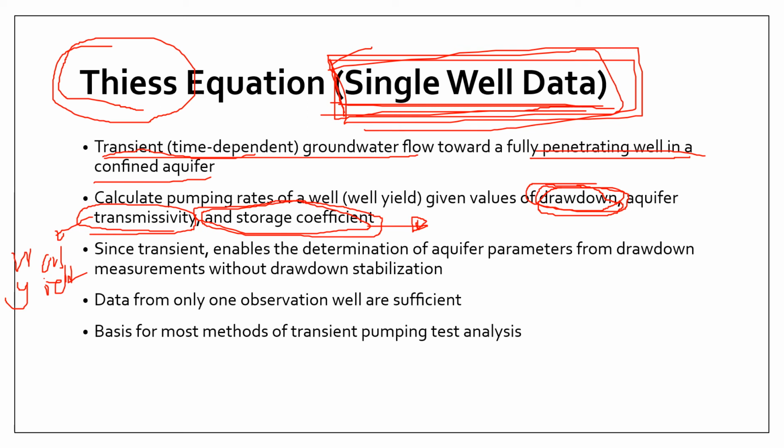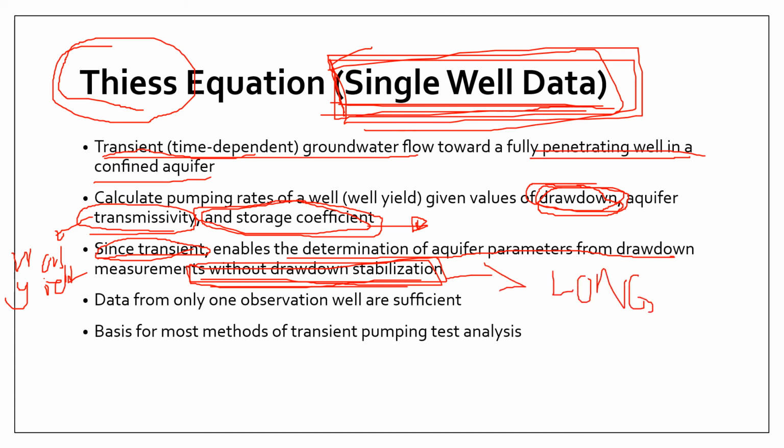All right. And since the Thiess equation is a transient equation, it allows us to determine aquifer parameters without drawdown stabilization. So this is an important feature of the Thiess equation. You don't need drawdown stabilization. You don't need long-term pumping. Okay, so you don't need long-term pumping to be able to use the Thiess equation.